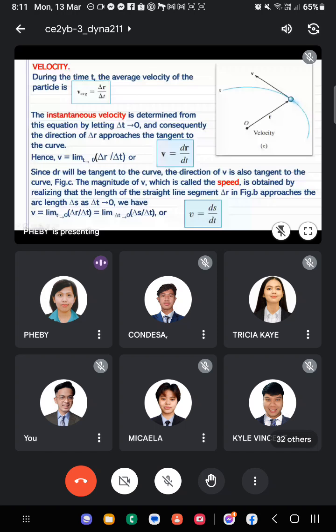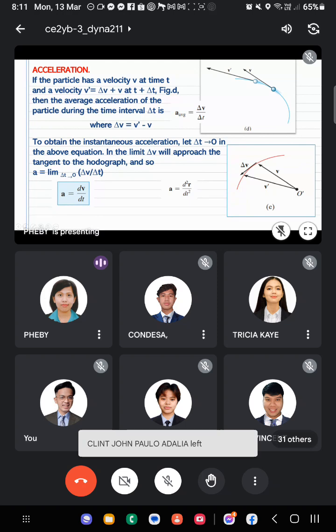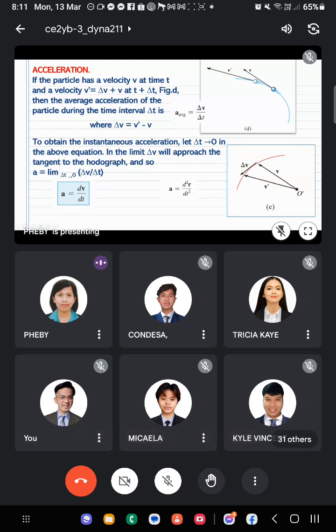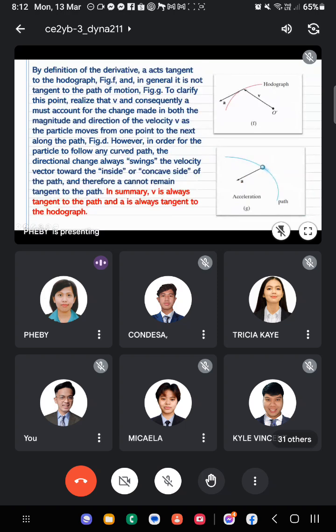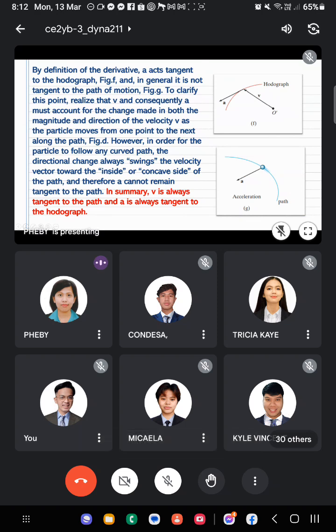Okay. So in curvilinear motion, ang ating acceleration is not only acting on the x-axis but also in the y-axis. Kaya meron tayong tinatawag na tangent acceleration and normal acceleration. Okay, in summary, V is always tangent to the path and A is always tangent to the hodograph. Pag sinabing hodograph, yan yung kulay red line dyan sa inyong figure or yan yung path na tinatahak ng ating object. So, yung velocity daw is always tangent to that.